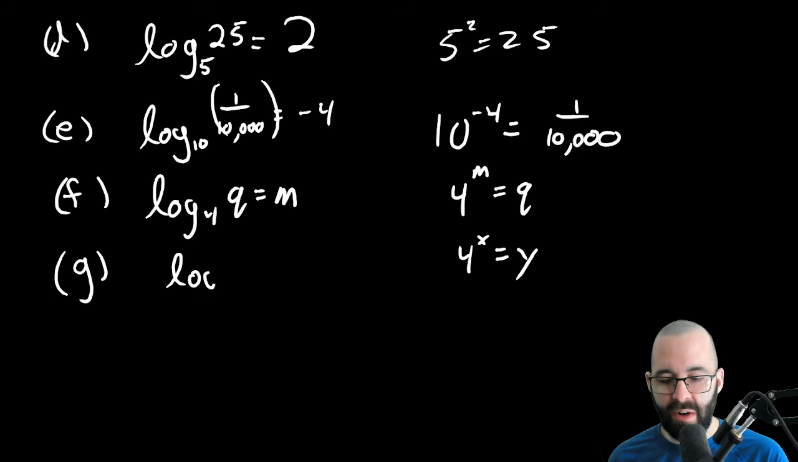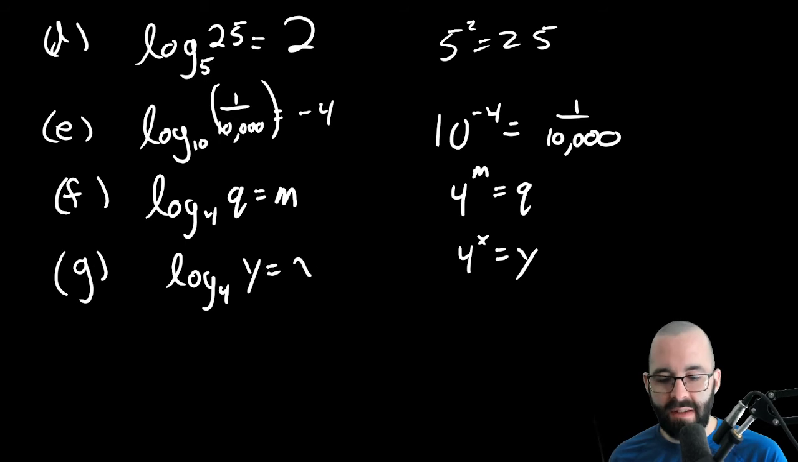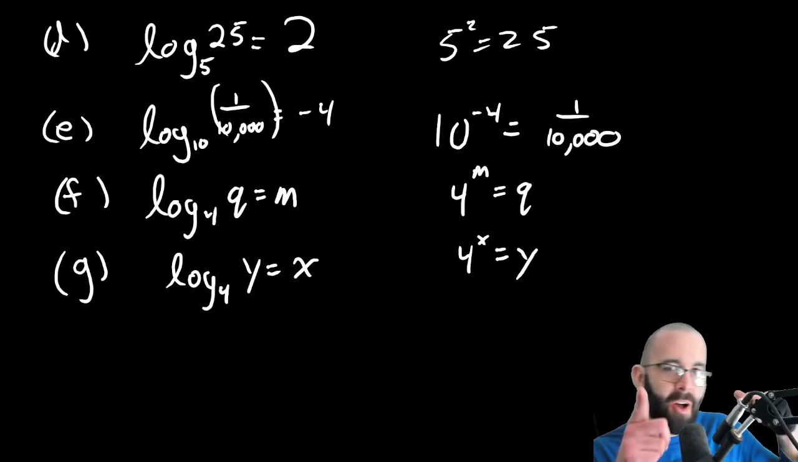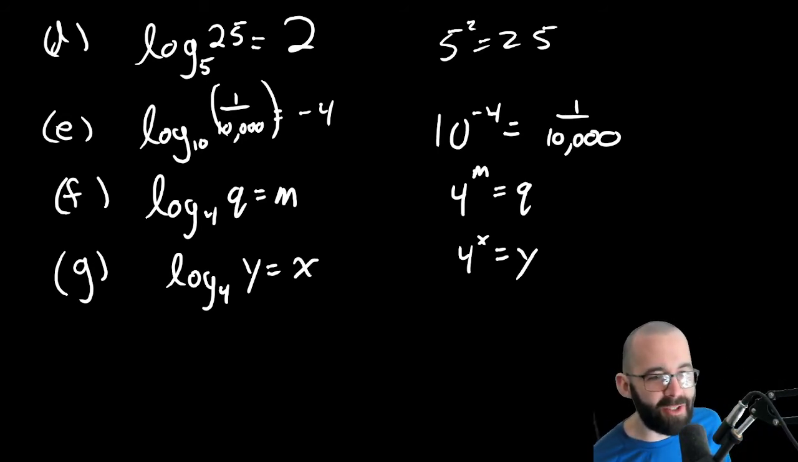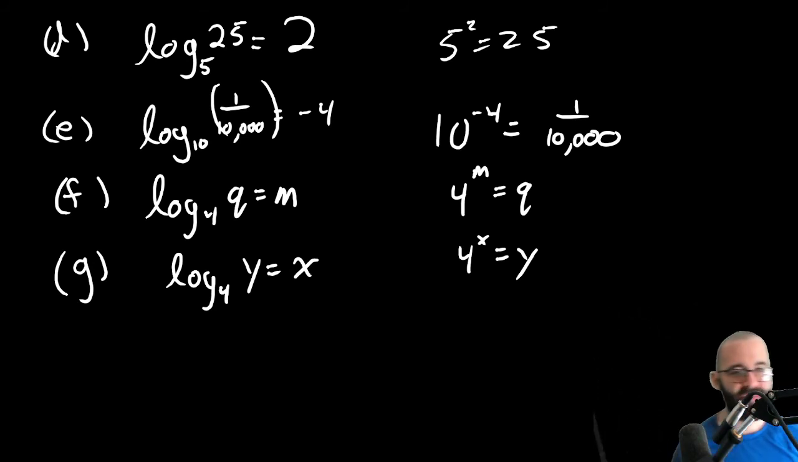This is log base 4, right? I'm doing so many of these. They're all the same. Input becomes output. Output becomes input. Switching x's and y's because logarithms are just the inverse functions of exponentials. All right.